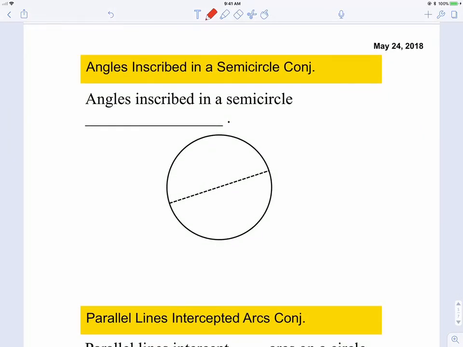Angles inscribed in a semicircle. Here's a special case when your inscribed angle intercepts half the arc, like half the circle. So look, if I extend, here's an inscribed angle. It's inscribed because of that vertex. It intercepts half of the circle. Well, what do we know half the circle to be? 180 degrees. So the inscribed angle is always half of the arc it intercepts. So that inscribed angle has to be 90.